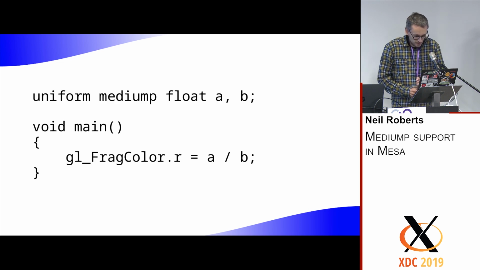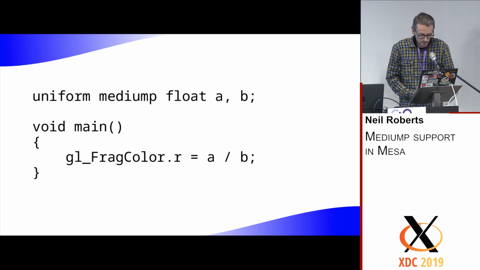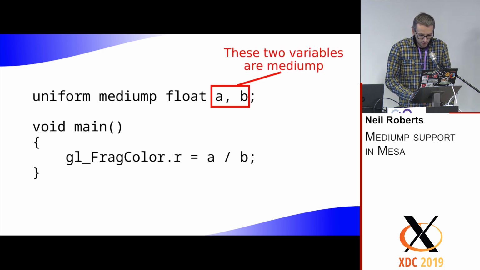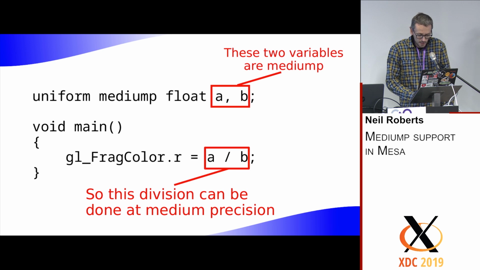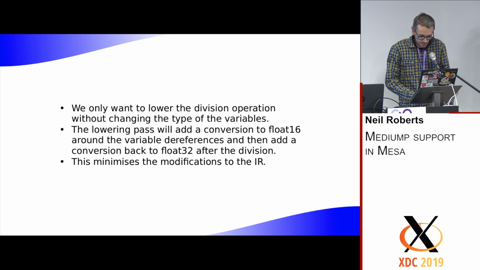Okay. So as an example of how this works, again, here's an example shader with an operation that can be done at medium precision. Mesa compiles this, and we only want to lower the operations, not the types. So the way that we're going to get this to work is whenever we want to lower an operation, we'll add a conversion to float 16 around any dereference to a Mediump variable. And then after the operation is finished, we'll add a conversion back to float 32. That way, we're minimizing the modifications to the IR and we're not changing any types.